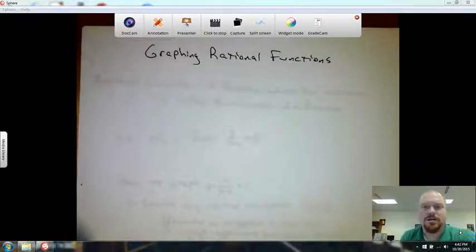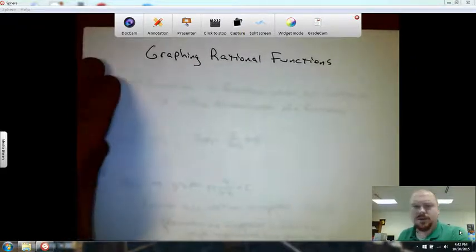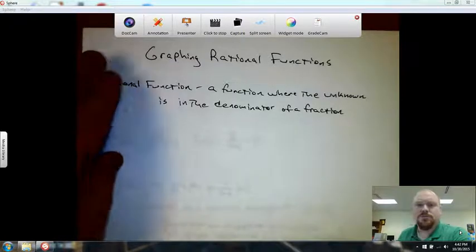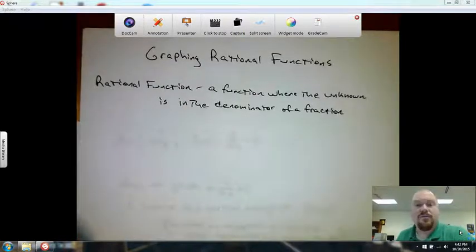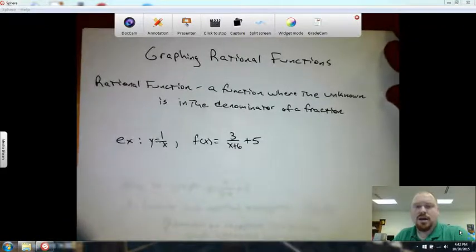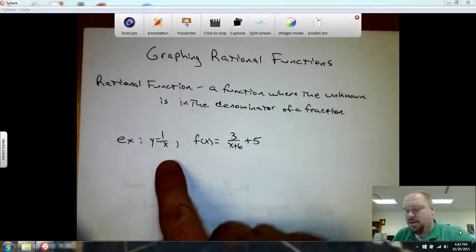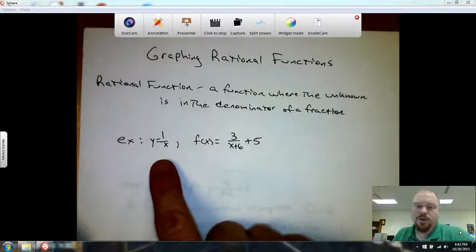So here we go. Let's first describe what exactly is a rational function. Well, a rational function is a function where the unknown is in the denominator of a fraction. So here are a couple examples. Okay, here's the most basic, y equals 1 over x.